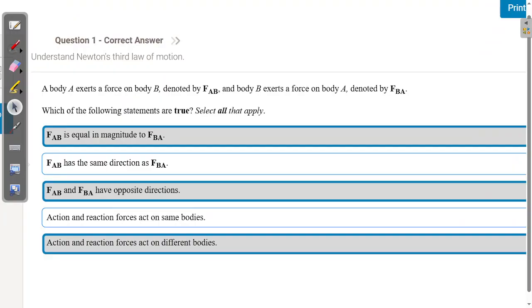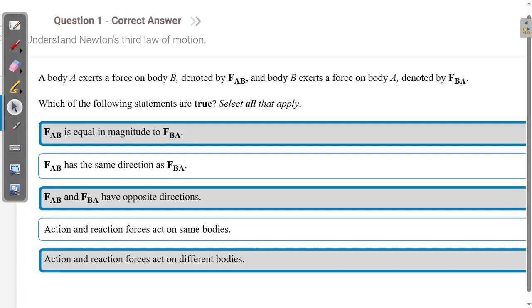Okay, let's start. So a body A exerts a force on body B denoted by FAB, and body B exerts a force on body A denoted by FBA. Which of the following statements are true?